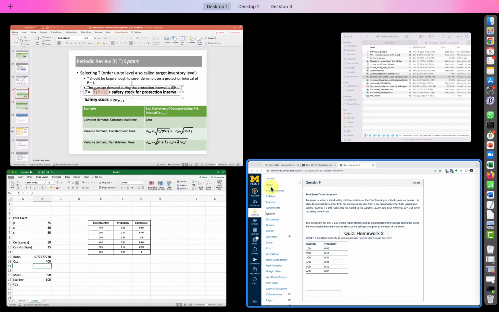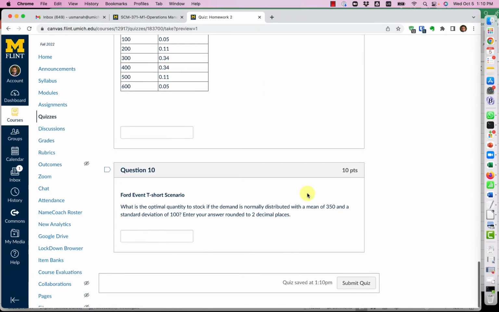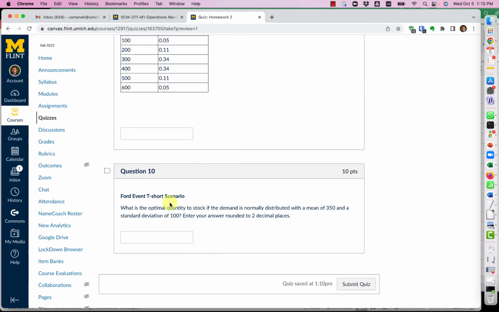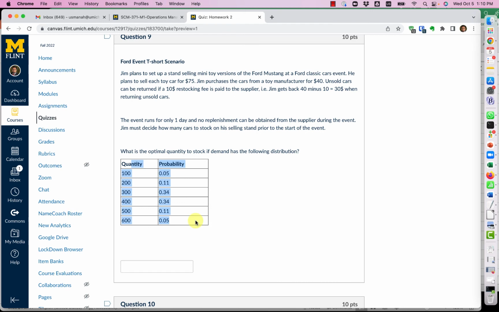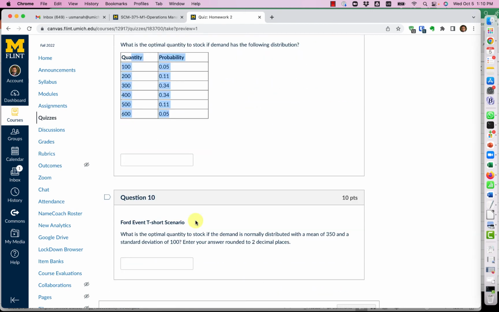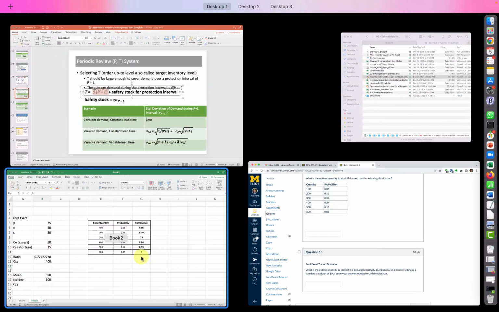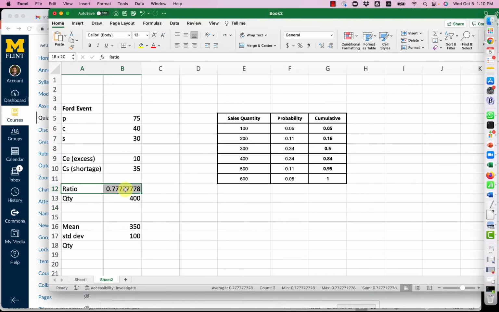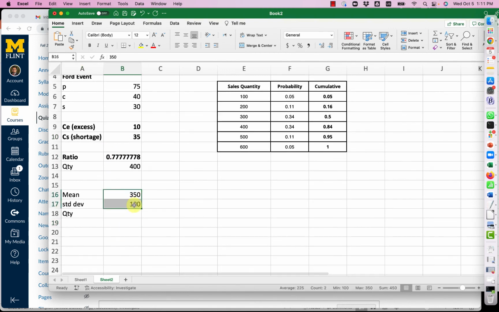Now, the second part of the same problem is that we have exactly the same setup, except this is not our demand distribution. We have estimated that our demand is going to have a normal distribution with a mean of 350, standard deviation of 100. So we're going to still use the same ratio because cost of excess and cost of shortage have not changed. And so our ratio has not changed, right? It's going to be the same ratio. But our demand distribution has changed, so we put that ratio not in this table but somewhere else.